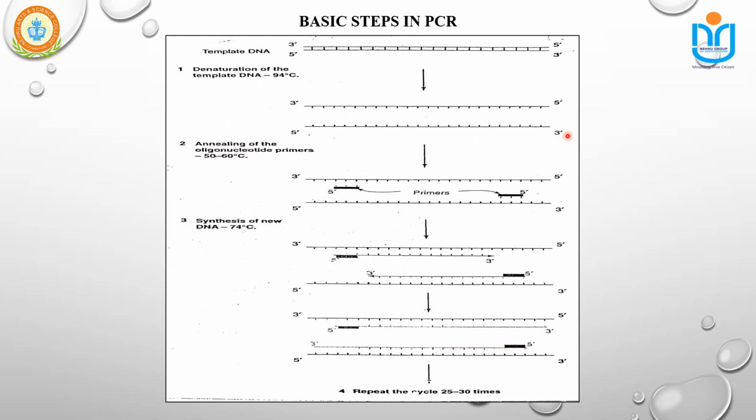Second, annealing of the oligonucleotide primers. The mixture is cooled down to 50 to 60 degrees Celsius. The two strands of each molecule could join back together at this temperature, but most do not, because the mixture contains a large number of short DNA molecules called oligonucleotides or primers, which anneal to the DNA molecules at specific positions. Third step, the synthesis of new DNA.